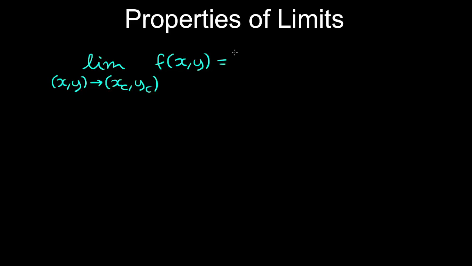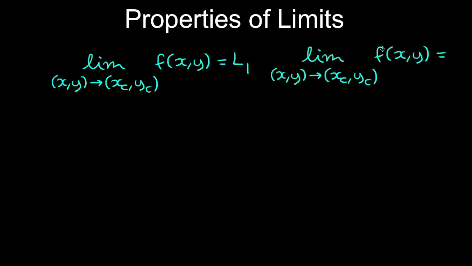The properties of limits of two variable functions are similar to those of functions of one variable. So suppose we have the limit as the point x, y approaches the fixed point C of the function f of two variables, which we'll take as L1, and we have the limit of another function g being equal to L2, and r is a real number, then the following rules hold.